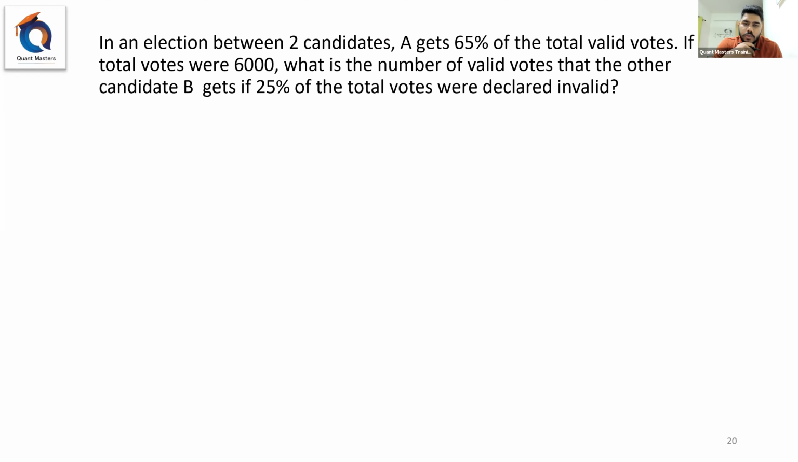In an election between two candidates, this is a very, very important sum. Very important sum. Try this sum. I'll give you 30 seconds.